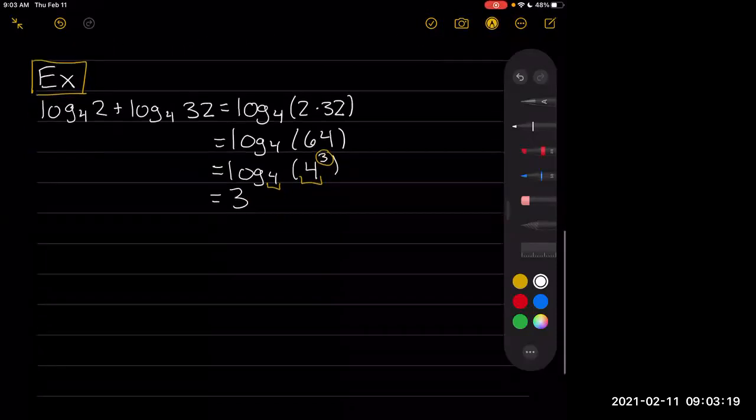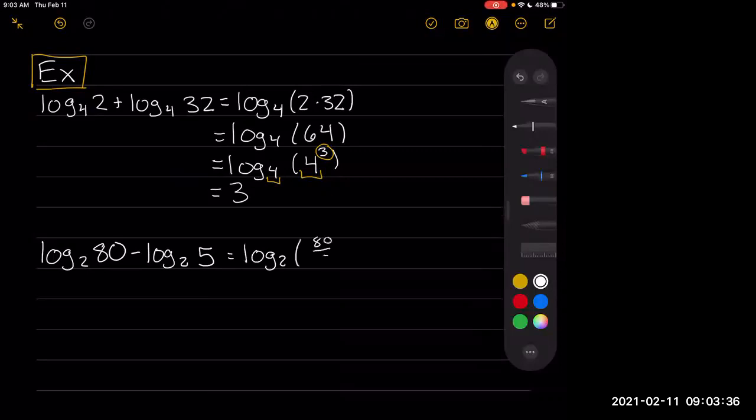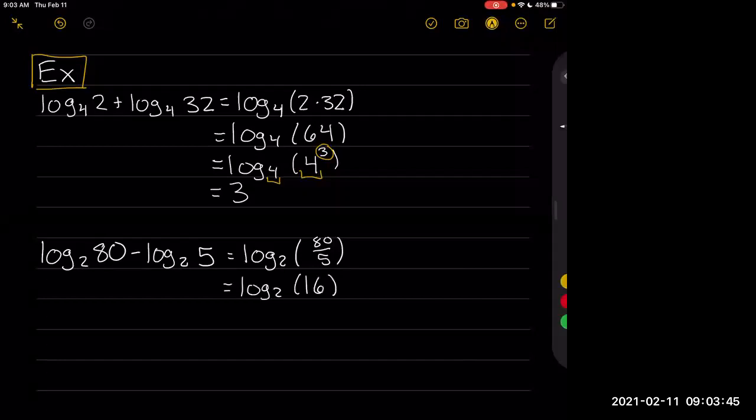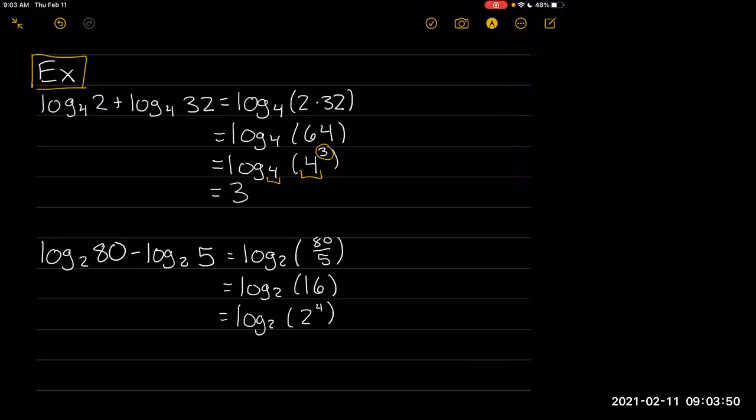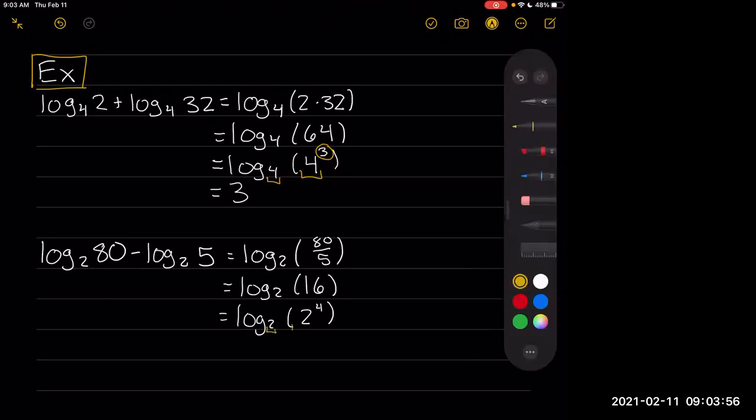All right, and then looking at another example, if we look at log base 2 of 80, and we subtract log base 2 of 5, that will give us log base 2 of 80 over 5, which is log base 2 of 16. And 16 is 2 to the 4th power. And so similarly to the one above, since we have base 2 and 2 raised to a power, this will just equal 4.